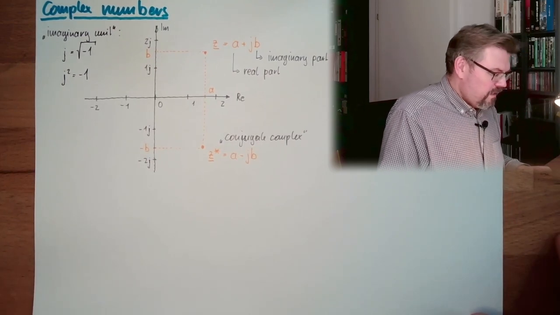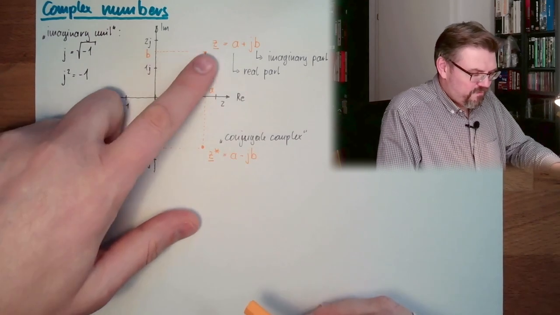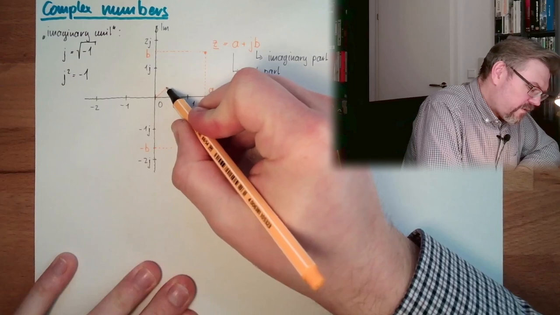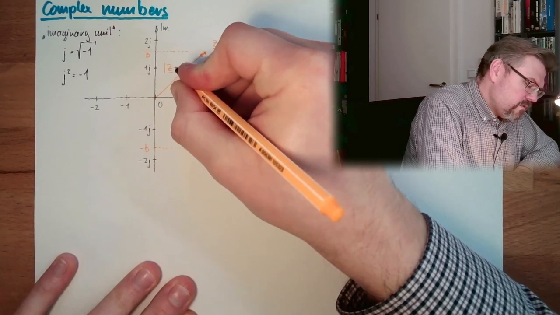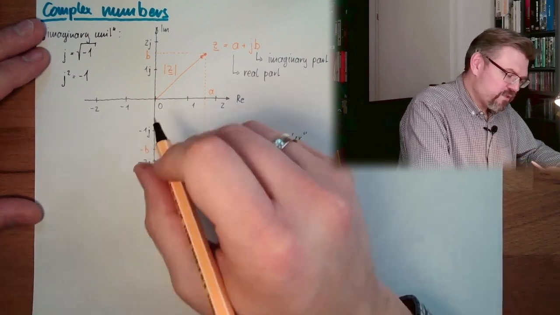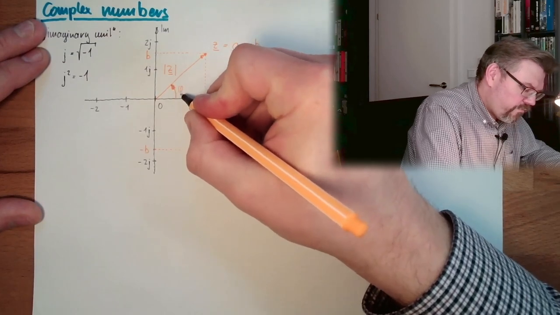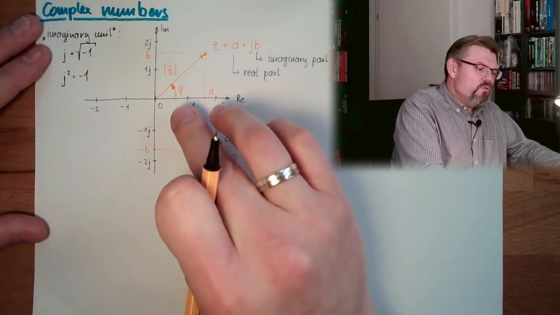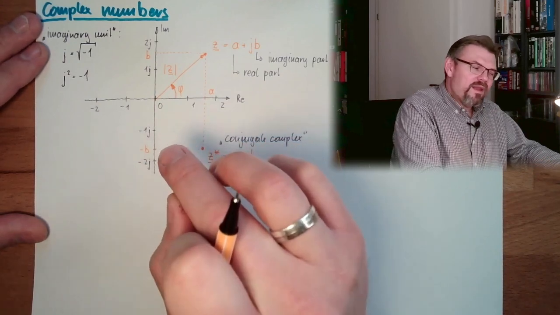Alright? But we can think about complex numbers also in a different way. We have this component representation, and then we could say, I have here something like a vector with a certain length, and this certain length is the so-called absolute value of my complex number, and this has a certain angle, mathematically positive, starting here. So we have also an absolute value and an argument, it's called.